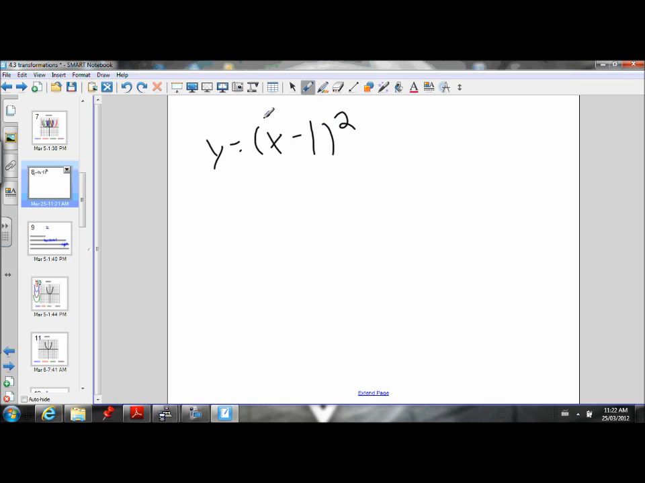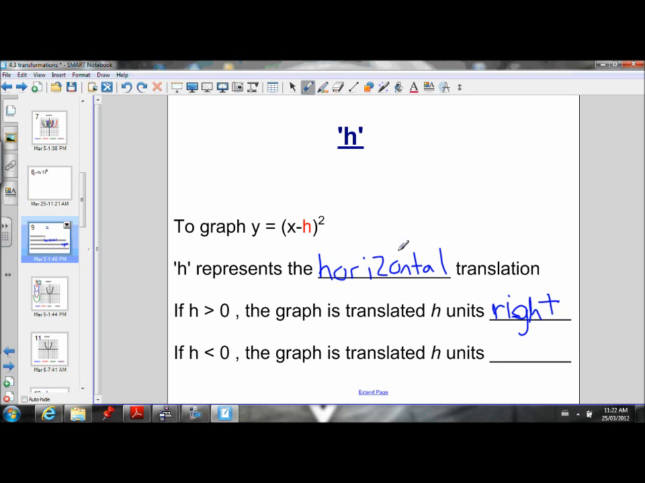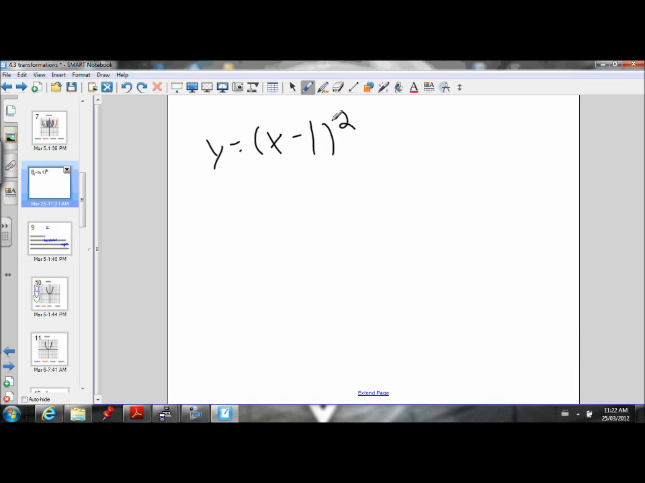And we discovered in our investigation that moves it to the right. So that positive 1 value of h moves the parabola to the right. Now let's find out what happens if we have a negative value of h. Okay, let's put h back in here. So here's the general equation.